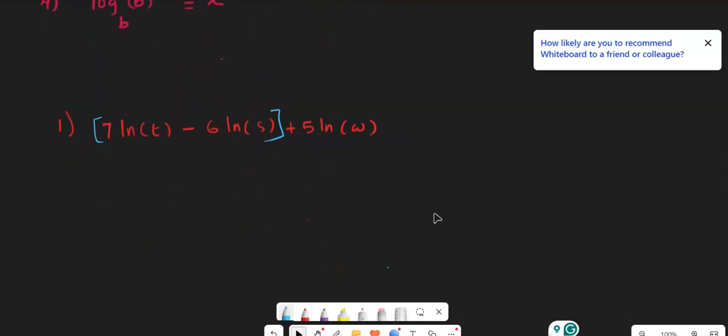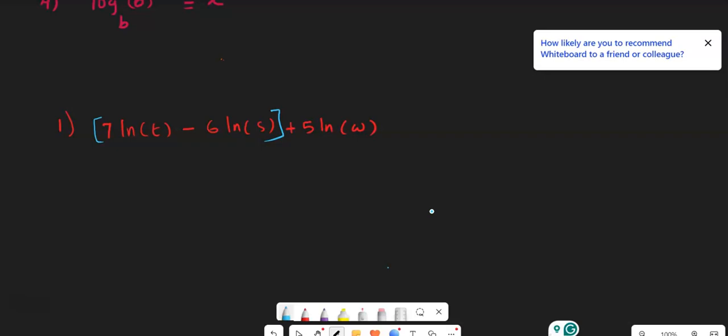So the first problem is 7 ln of t minus 6 ln of s plus 5 ln of w. So here, first we are trying to combine the log terms. Don't get confused: instead of a log, we have ln. Ln and log have the same meaning, the only difference is the base. Ln is a logarithm with base e. But the rules we will use are the same as the logarithm.